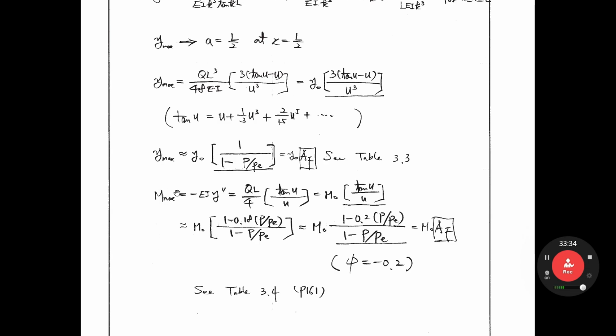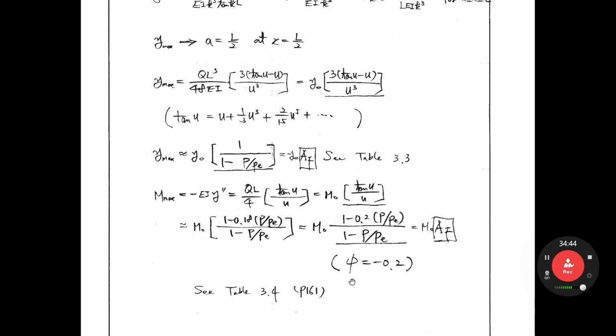How about the maximum moment, which is equal to minus EI y double prime? If you get the result, this is QL over 4. That is the first order moment, right? That is the amplification factor. Okay, so if you use the power series expansion and simplify, then you can get this equation: 1 minus 0.18 P over PE, over 1 minus P over PE. So minus 0.18 cannot be ignored. So you have to maintain this term. For simplicity, we use 0.2 instead of 0.18.